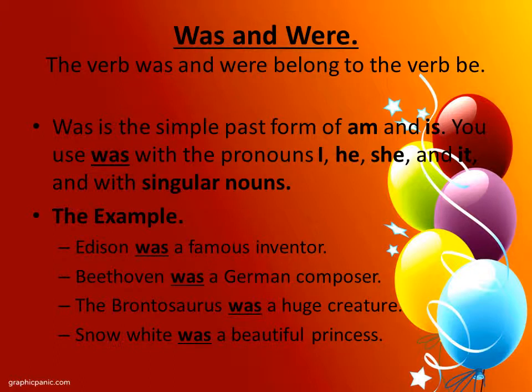Was and were. The verbs was and were belong to the verb be. Was is the simple past form of am and is. You use was with the pronouns I, he, she, and it, and with singular nouns. For example: Edison was a famous inventor. Beethoven was a German composer. The brontosaurus was a huge creature. Snow White was a beautiful princess.